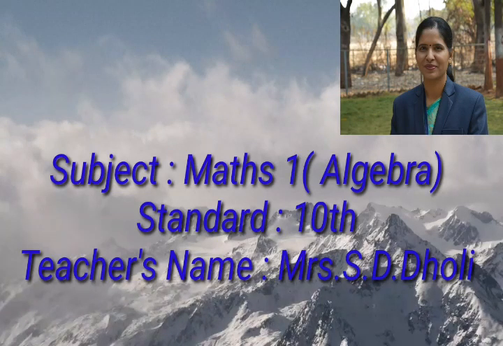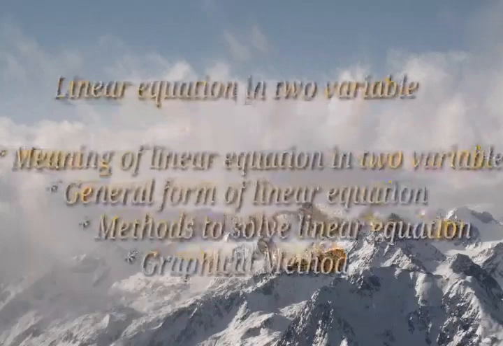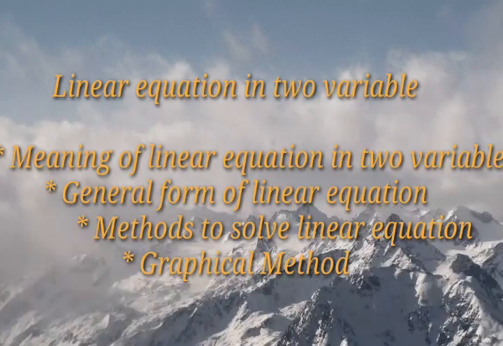Now let's learn the next part of Chapter 1, Linear Equation in 2 Variables. Already we learned the meaning of linear equation in 2 variables, the general form of linear equation, and methods to solve the linear equation, the graphical method. Now we will learn about the determinant and Cramer's rule.